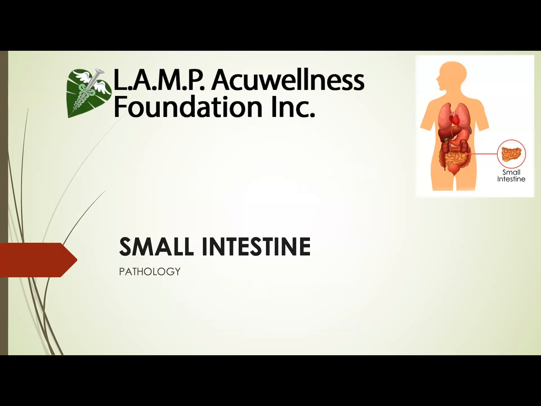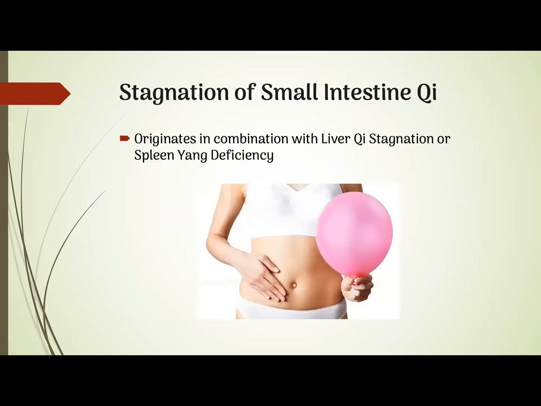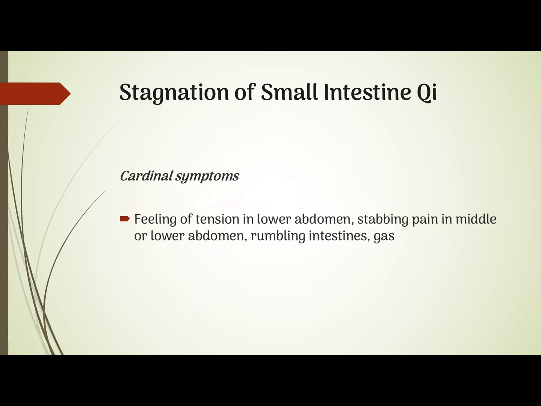Next, we have small intestine pathology. Excess patterns like stagnation of small intestine qi, cold in small intestine, and heat in small intestine. Stagnation of small intestine qi originates in combination with liver qi stagnation or spleen yang deficiency. Cardinal symptoms: there is a feeling of tension in the lower abdomen, a stabbing pain in the middle or lower abdomen, and rumbling intestine and gas.